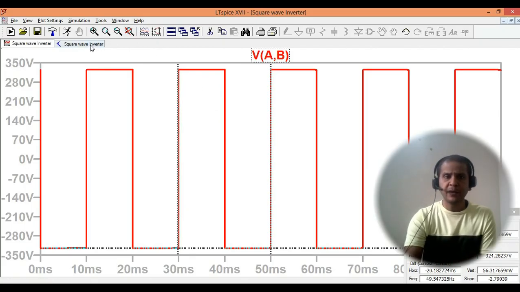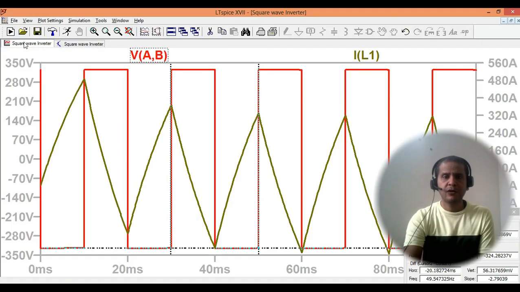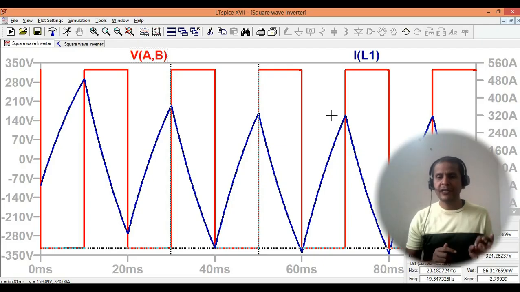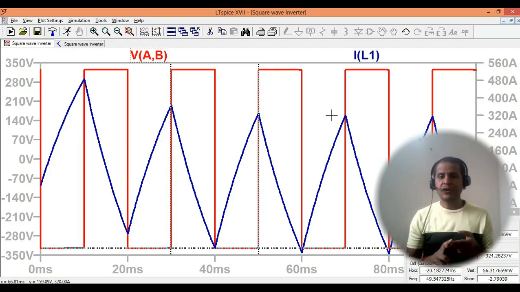Now if you superimpose the load current or inductor current on it, can you see how it looks like? This is your load current, this is your inductor current, and it is around 320 ampere. So you have 325 volt, and this circuit is capable of delivering 325 amps of current. Based on your application, you have to look, but for now it is showing 325 ampere.